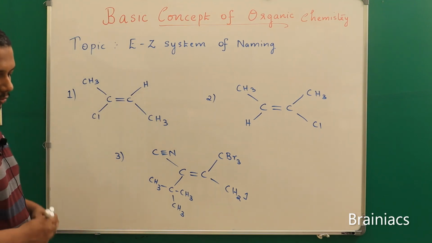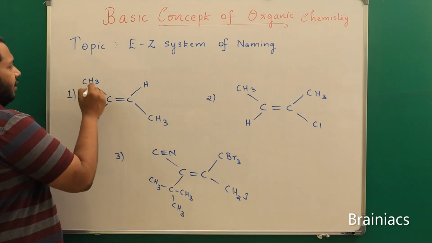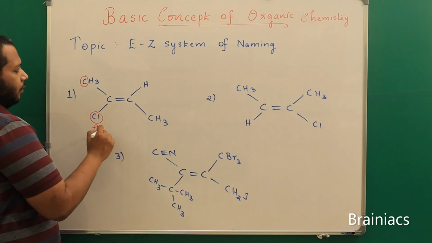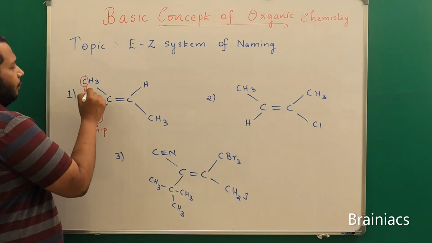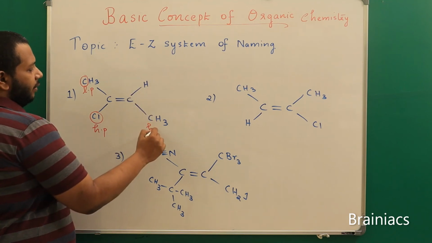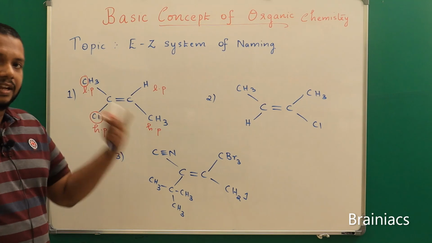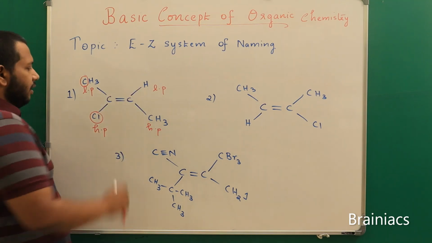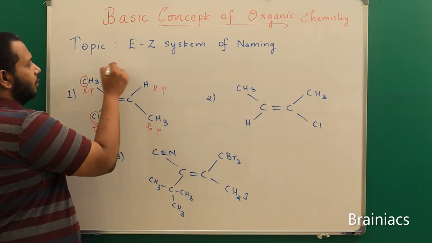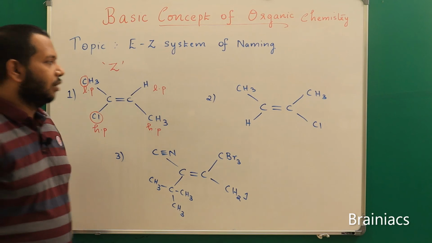Now coming to the first one, let's see. Comparing these two, here it is connected to a carbon atom, here it is connected to a chlorine atom, higher atomic number for chlorine, and this is of low priority. And comparing this one, carbon and hydrogen, so high priority here and low priority here. Why? Because the atomic number of carbon is higher than that of hydrogen. Now you see the high priorities are on the same side, both on the same side, so this is what sort of system? This is a Z system. Clear? Now we'll go to the next question.